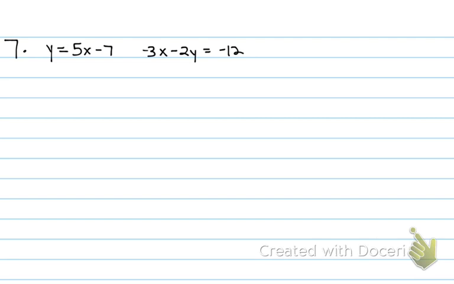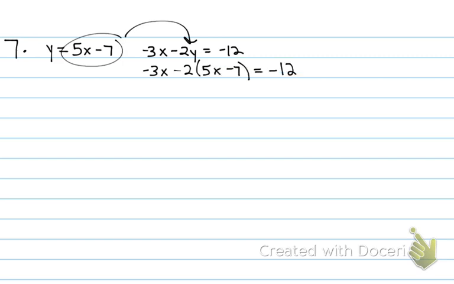Because y equals 5x minus 7, what can I do with that? I plug it in for y on the other equation. Are you guys paying attention? So negative 3x minus 2 times (5x minus 7) equals negative 12. I plug it in, and now what do I do? You should already have this one done. Distribute. What's negative 2 times 5x? Negative 10x. What's negative 2 times negative 7? 14. Positive 14 equals negative 12.